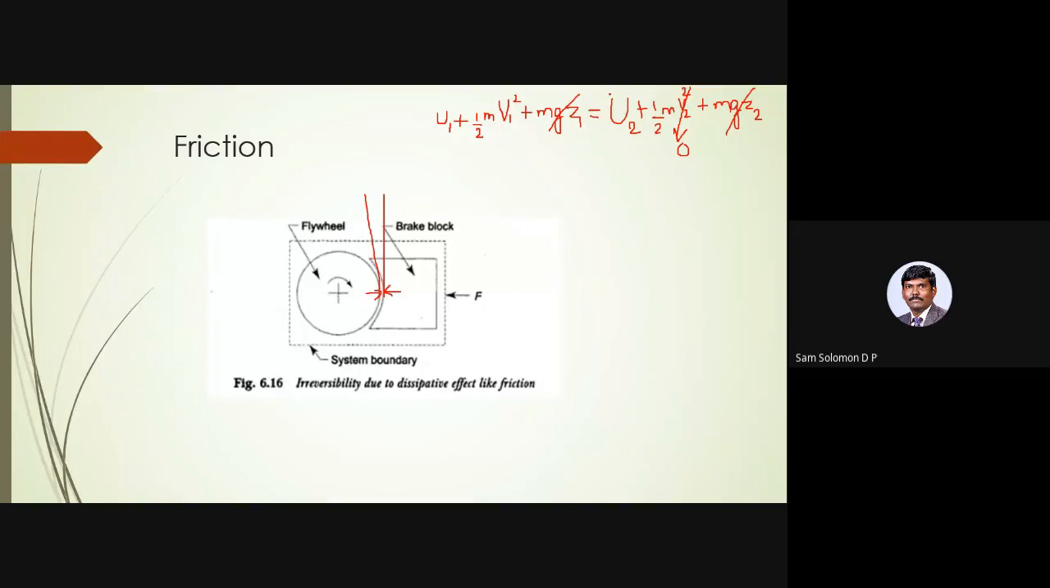Okay. So now let the flywheel start rotating at a particular RPM at the expense of what? At the expense of its internal energy. We know that internal energy is a function of temperature. So let the temperature come down. So that is your process 1.